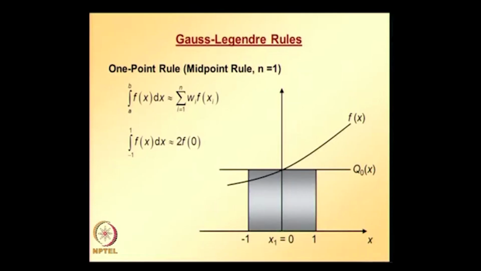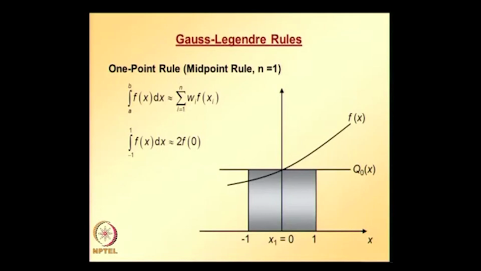So basically, whatever the order of the function, whether it is constant, linear, quadratic, cubic, quartic or fifth order, it is replaced with a constant function as shown in the figure. f(x) is replaced with q0, and in the 1 point rule this integral from minus 1 to 1 of f(x) dx is evaluated using the function evaluated at the midpoint of the range over which integration needs to be performed, multiplied by the weight, which turns out to be 2 here for this 1 point rule.